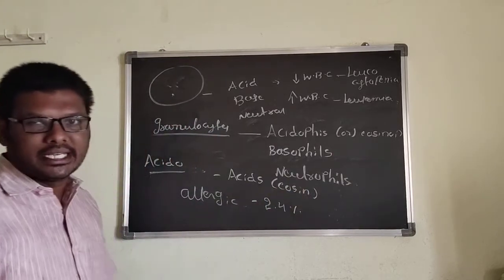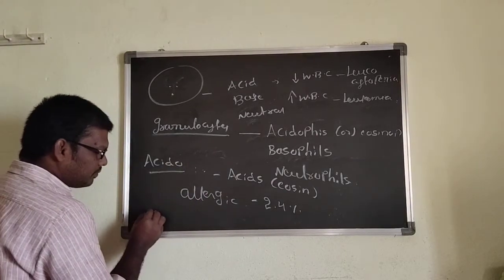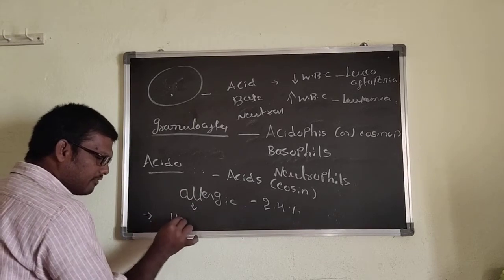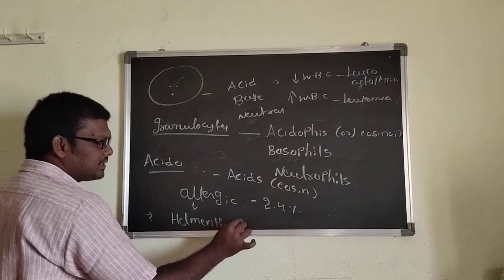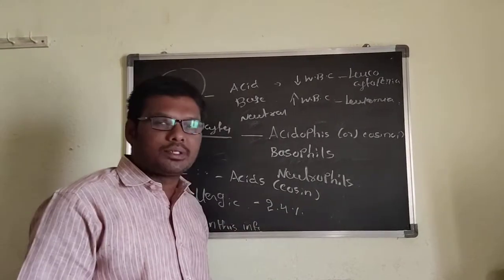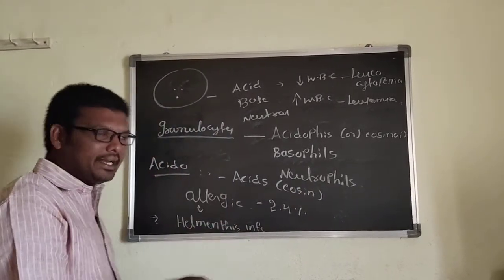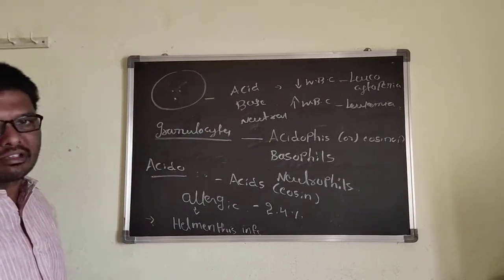The acidophils are occupied, and here, at the time of allergic conditions and at the time of helminthic infections. Helminthic infection means worms, either roundworms or tapeworms. At the time your body is infected, which cells will be increased? Acidophils or eosinophils levels will be increased.